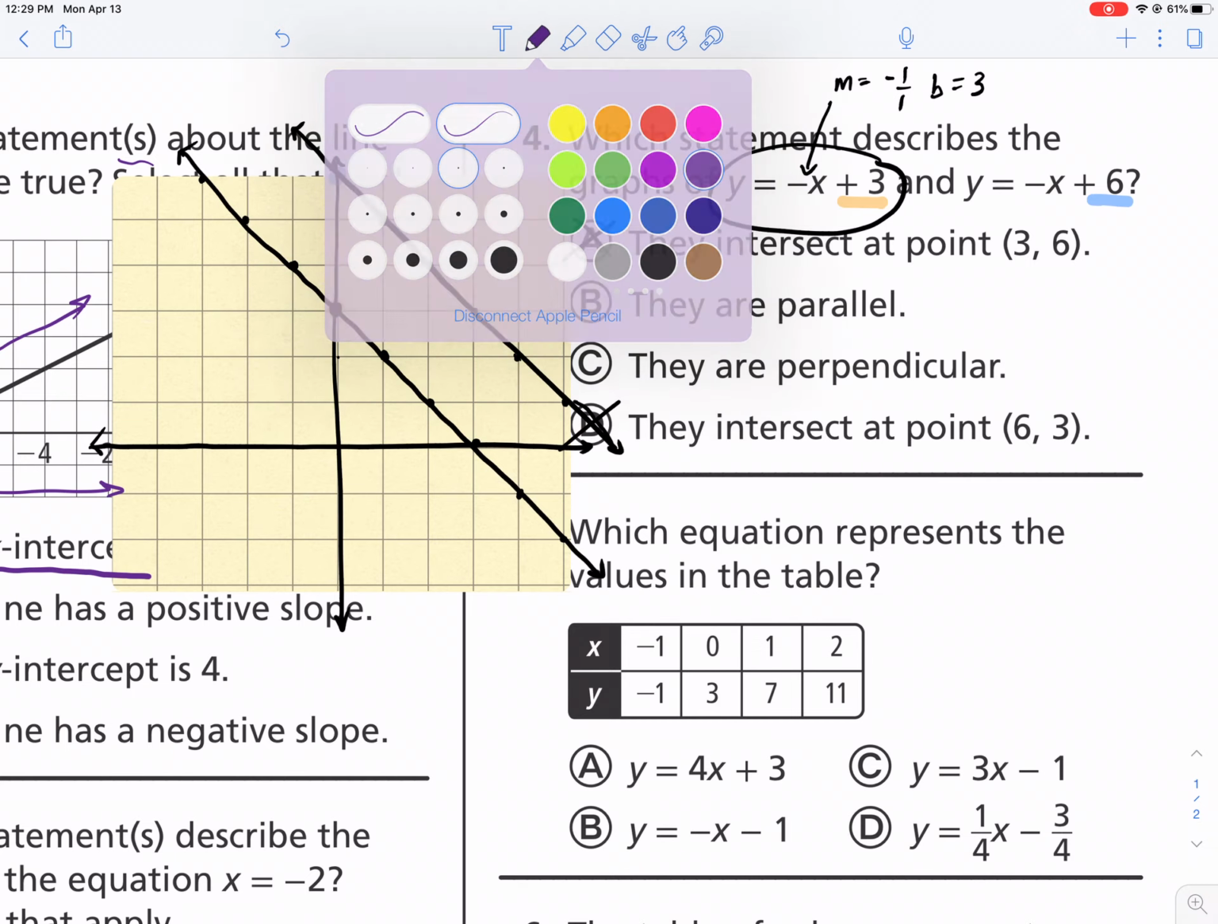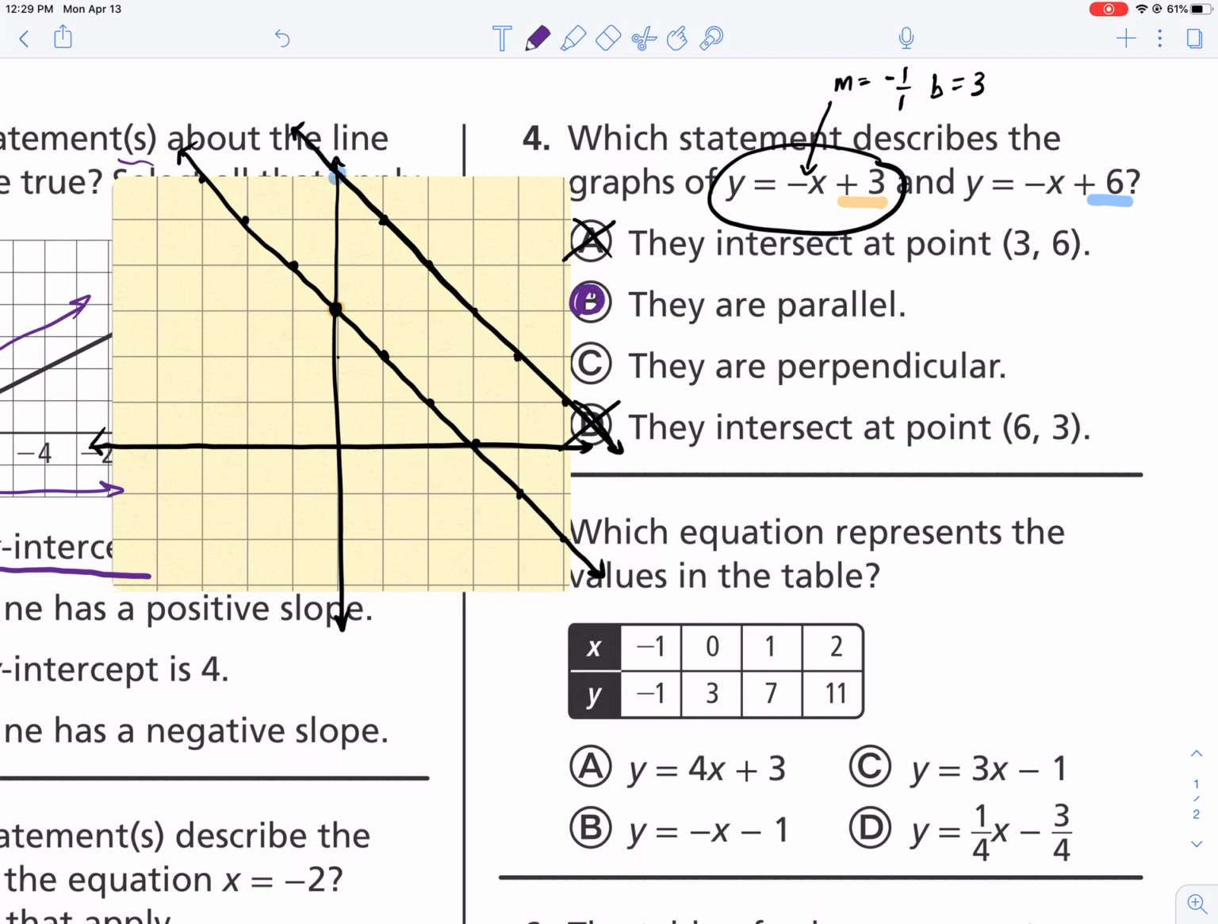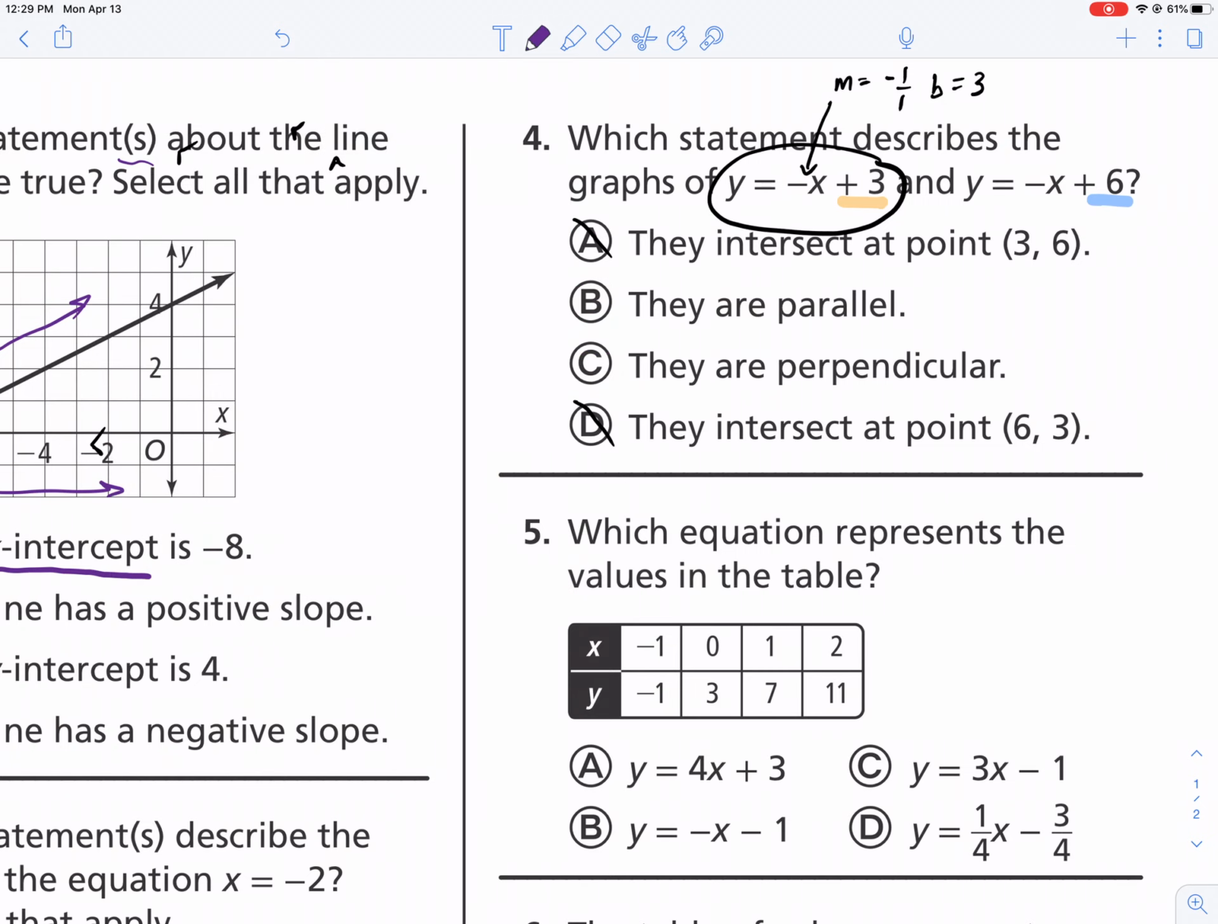And so we look at these and we say, oh, if I recall, lines that have the same slope are parallel. Lines that are perpendicular, their slopes are opposite reciprocals. And in this case, they're exactly the same. Okay, so we're going to move on to number 5.